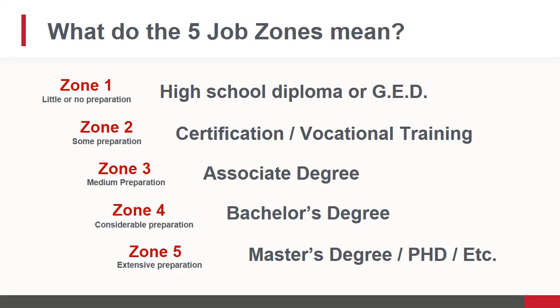Now here are the 5 job zones. Job Zone 1, you can see, requires a high school diploma or GED, and little or no additional preparation is needed. But in Job Zone 2, you'll need a certification or a vocational training program, so some additional preparation is required. So you can see the varying requirements within each job zone. As we move forward, we will look at a job within one of these particular job zones.